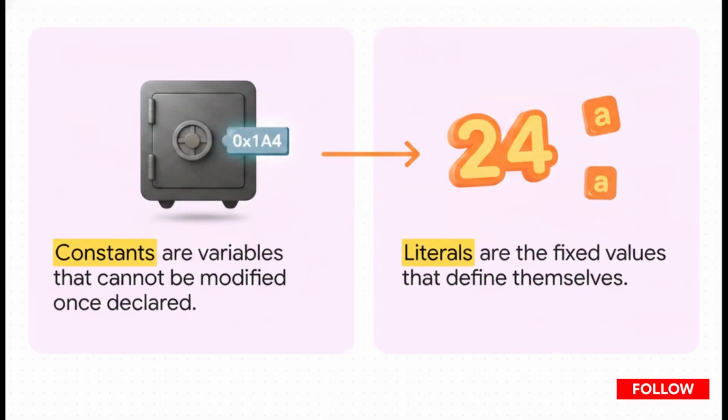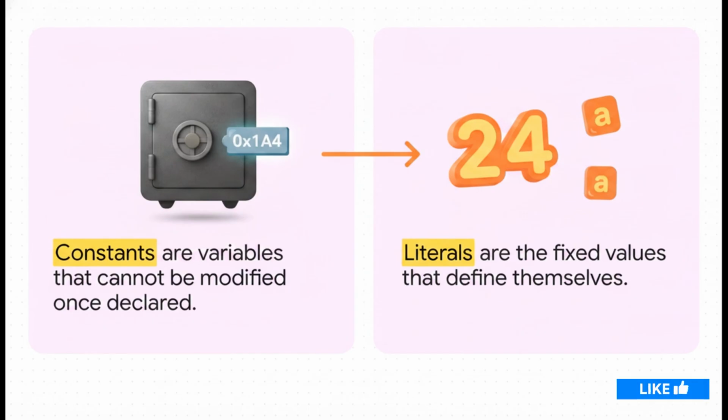It's also vital that we draw a clear distinction between constants and literals because they are entirely different entities in C. Let's break this down really simply. A constant is the locked safe itself. It's a read-only variable that has an actual physical address in your computer's memory.